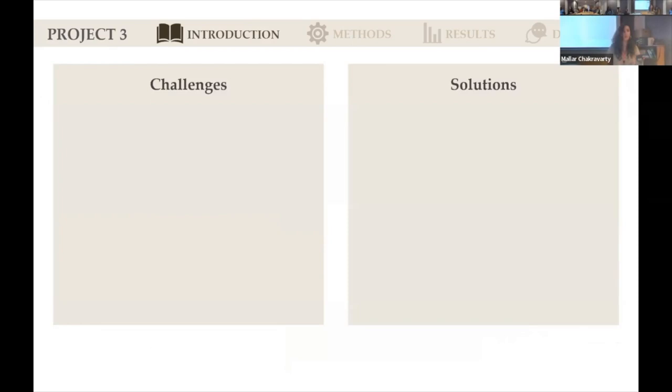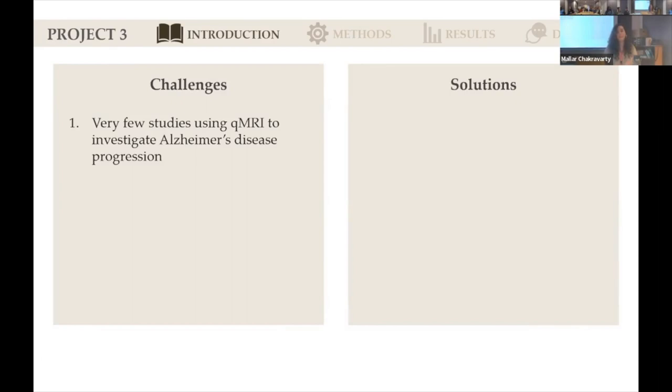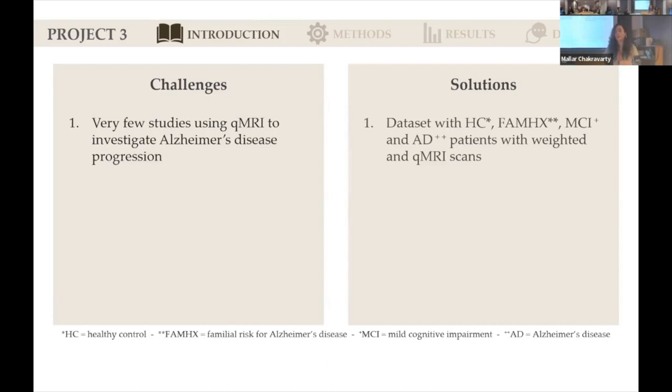So when we started to look at the literature about quantitative MRI in aging and in Alzheimer's disease, we first realized that there are very few studies using qMRI to investigate AD progression. So in order to overcome that, we are going to use a data set which has healthy controls, people with familial risk for Alzheimer's disease, people with mild cognitive impairment, and some individuals with Alzheimer's disease. And all of them had both weighted scans, but also quantitative MRI scans.